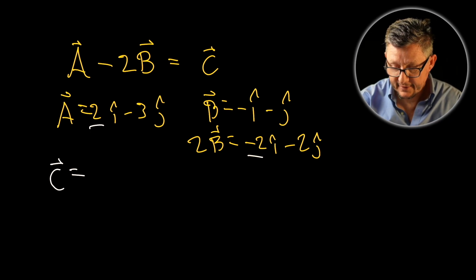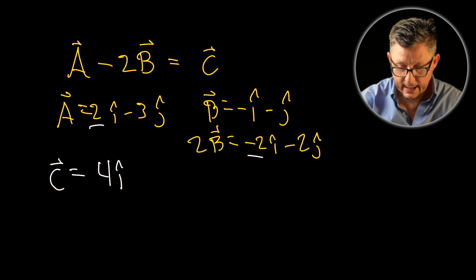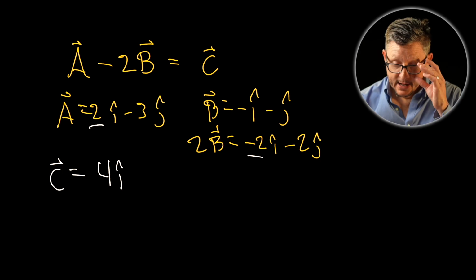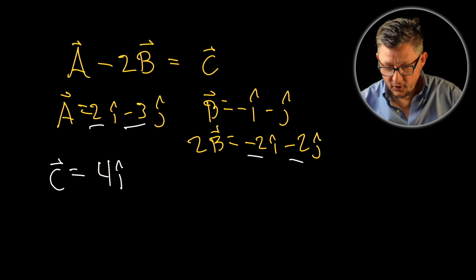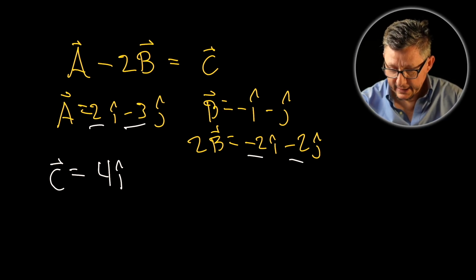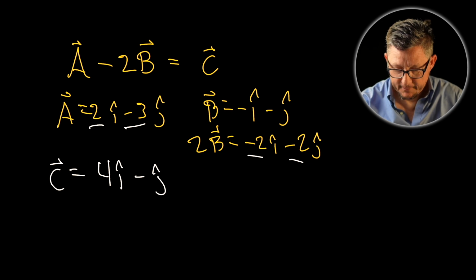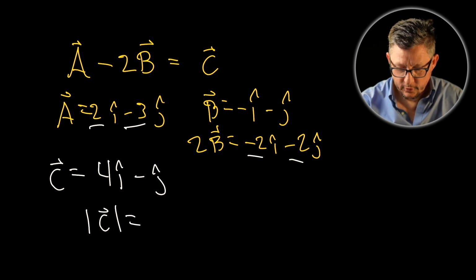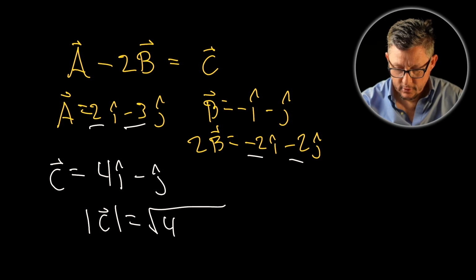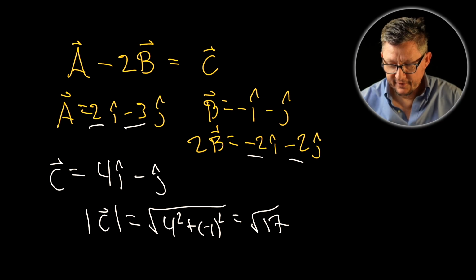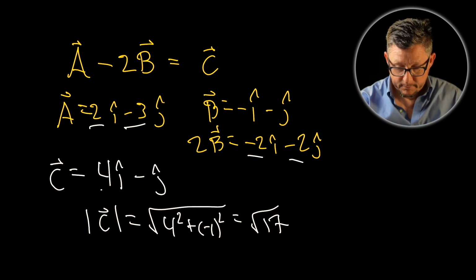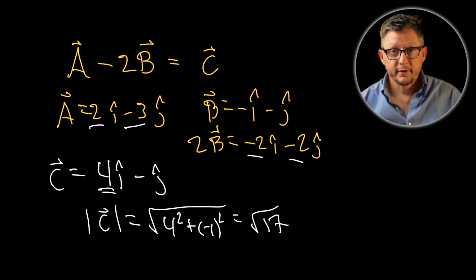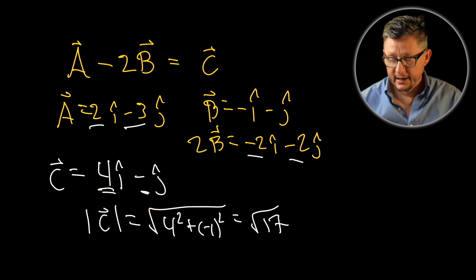So we have 2 minus negative 2. You get 4 I hat, adding the x components to the x's. And then for the y components, minus 3 minus the negative 2, we get then minus j hat. Therefore, the magnitude of c is the square root of 4 squared plus minus 1 squared. So again, we see that the magnitude of c is the square root of 17, and it points 4 units in the positive x direction and 1 unit in the negative y direction.